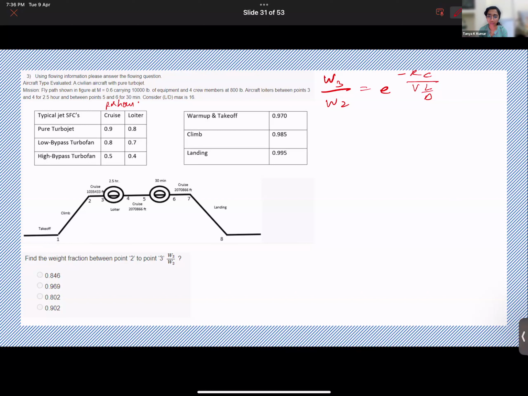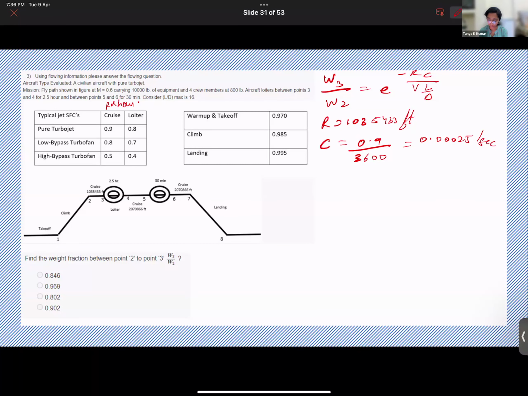So how will we do this? First of all, R, the range, is given to you. That is 10,35433 feet. Next, what we need to find out is specific fuel consumption per second. So what do we do? 0.9 by 3600, and you get 0.0025 per second. Next, you need velocity.